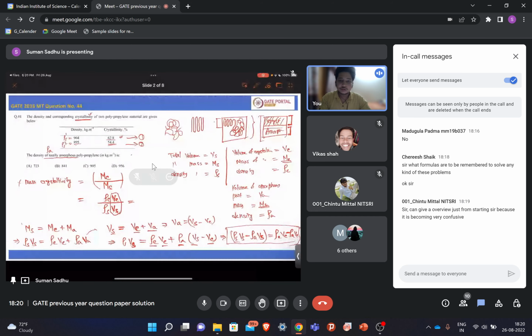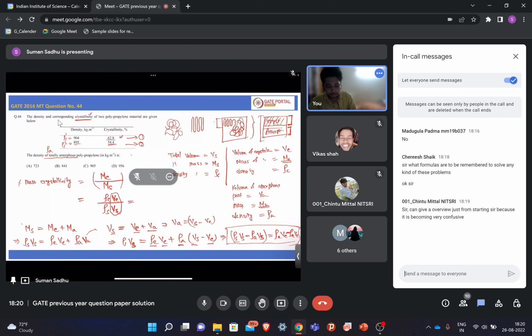Okay. So the question says that we have to determine the density of the totally amorphous polypropylene, and the densities of the samples are given, right? So what happens is that metals and this kind of structure are mostly crystalline, with a regular arrangement. But in the case of polymers, they may be arranged haphazardly or randomly, or they may be arranged in a regular pattern. So if they are arranged randomly like this, then you can say that this is amorphous.